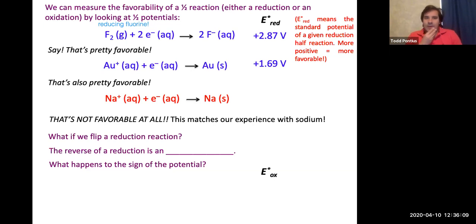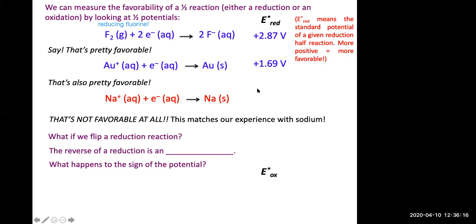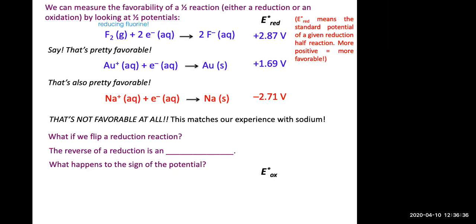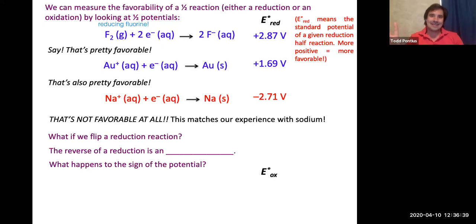Now, this one that's offset in red, Na+ plus an electron yields Na solid. Let's see what that voltage is. Negative 2.71 volts. So what this means is if sodium is in its +1 oxidation state, it does not want to gain an electron. Once it's at that +1, stable, it's content, happy as is. So as a result, it's not going to readily accept an electron. Okay?